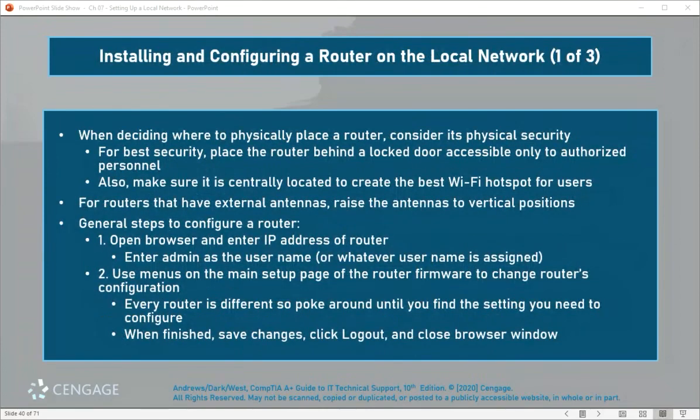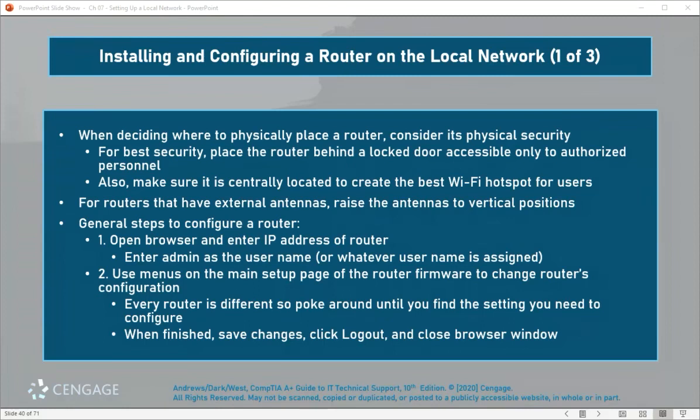Now, when we're placing a router in the physical space, we have to think about physical security, because if somebody can actually get a hold of the router physically, they could possibly reset it or be able to hook into our network, which would allow them access to things that they should not have. So in general, they recommend that if you're in a business situation, that you have it behind a locked door that's only accessible to authorized personnel to prevent just random people from being able to get in and mess with your router.